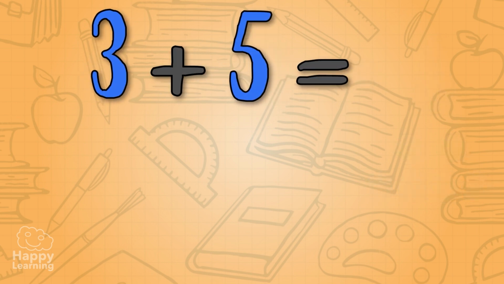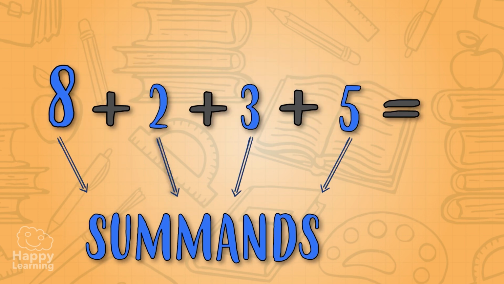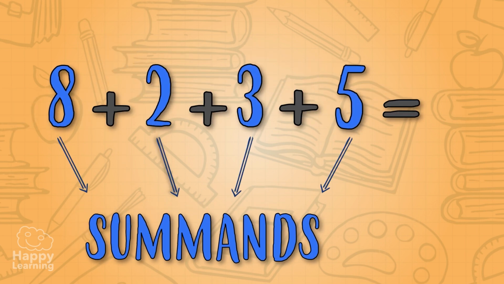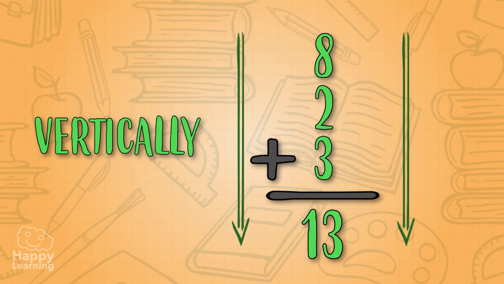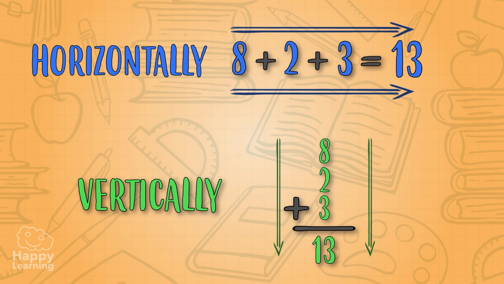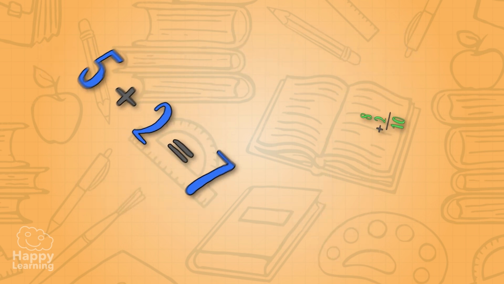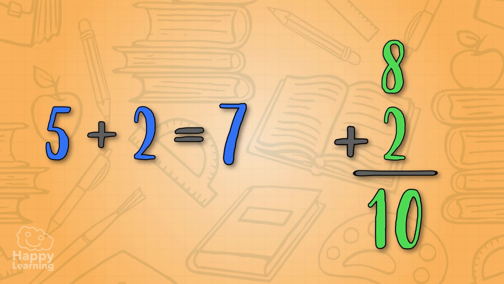Each one of the quantities that we add are called summands, and a simple addition can have as many summands as we wish. Additions can be written vertically, like this one, or horizontally, like this one. For now, we've seen very simple additions, but it's time to do some that are a little more complicated.